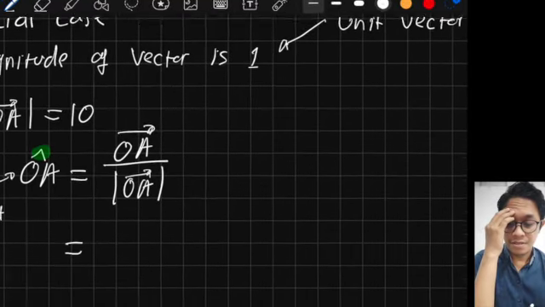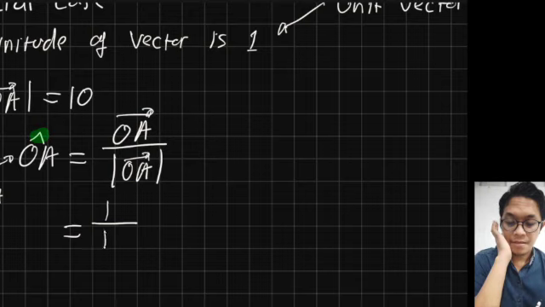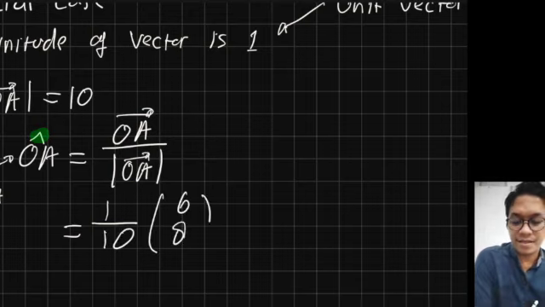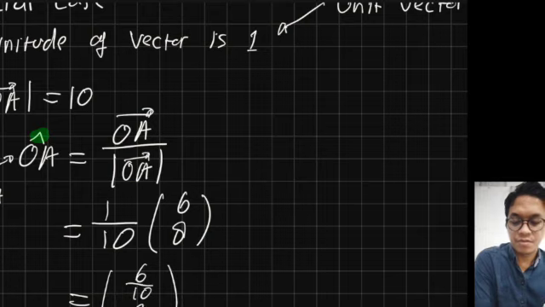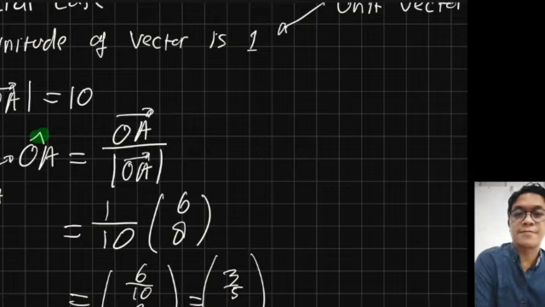So you have the magnitude is 10, OA is 6, 8. So you divide each of these by 10, which will give you 6 over 10 and 8 over 10, which equals 3 over 5 and 4 over 5. So this is the unit vector of A, or OA hat.